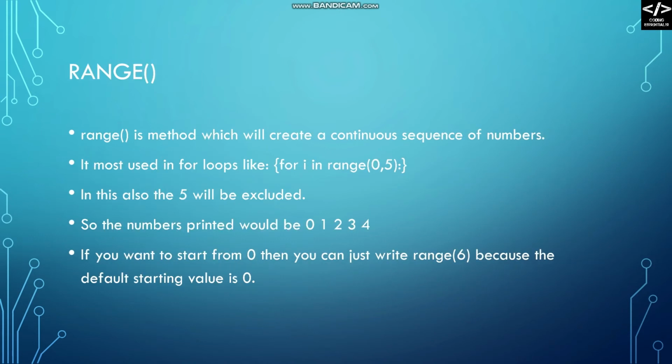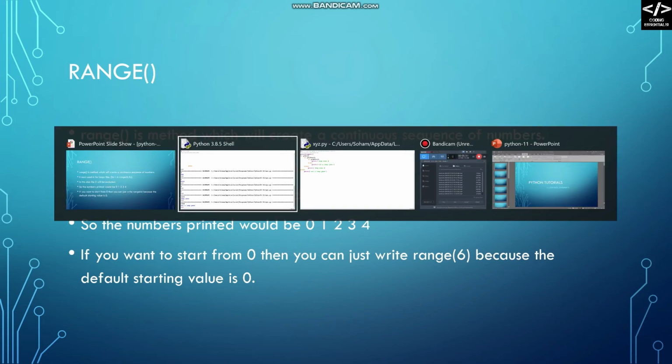Okay, moving on to range. This is an important concept. Range is a method that will create a continuous sequence of numbers. It is most used in for loops, like for I in range of 0 to 5. Here also 5 is not included. So remember this, the outer limit is never included. So the numbers printed would be 0, 1, 2, 3 and 4. If you want to start from 0, then you can just write range of 6 because the default starting value is 0. Okay, let me show you.